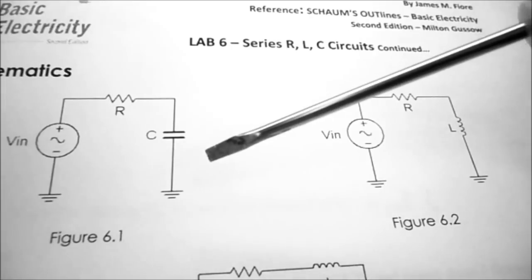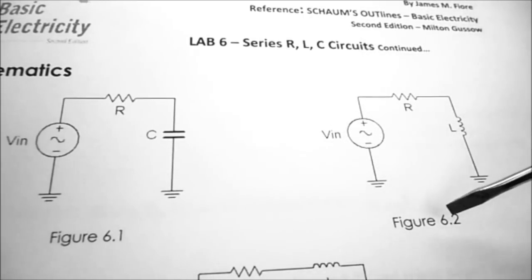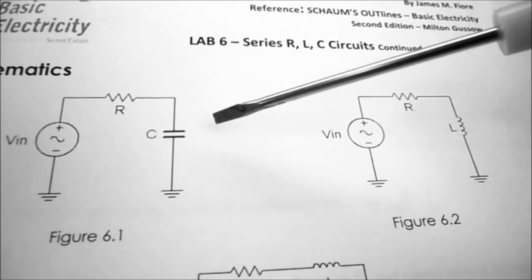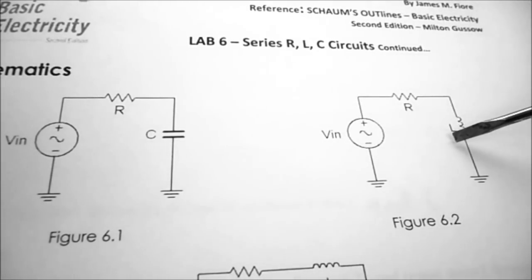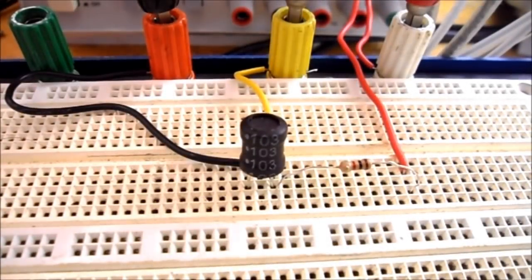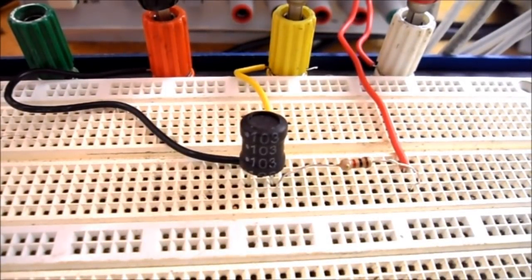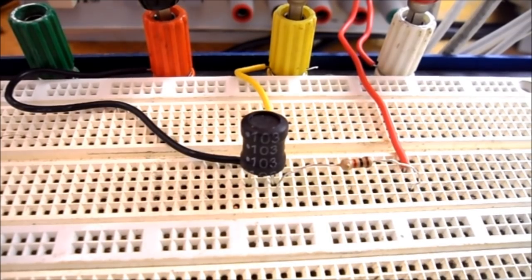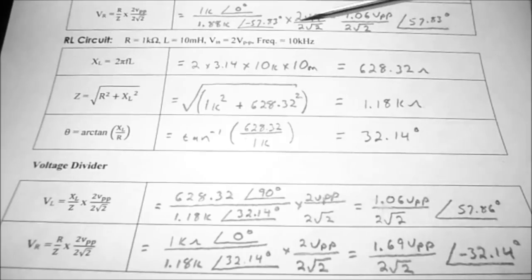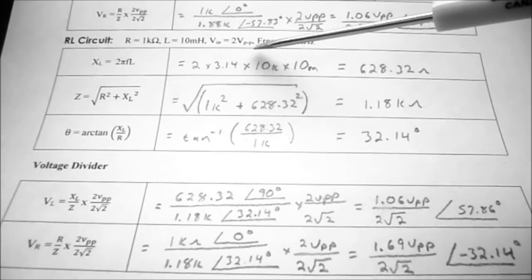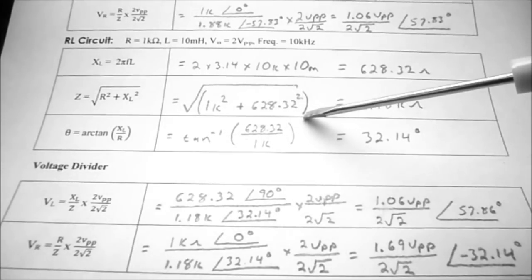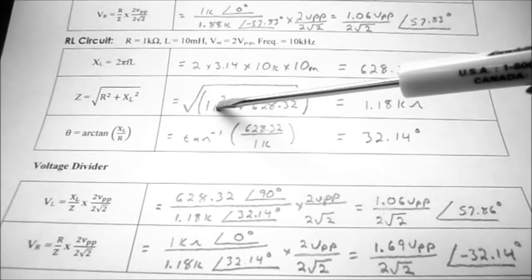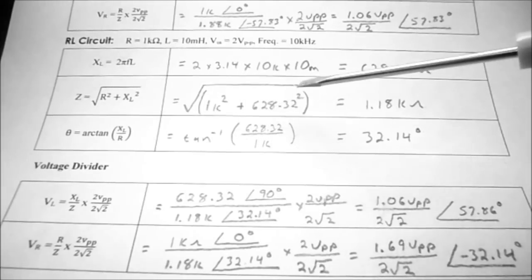You'll notice on the schematic, figure 6.1 and figure 6.2 look almost identical, except we're going to replace the capacitor with the inductor in our circuit. So this is my circuit wired up, and you can see I've replaced the capacitor with the inductor, and everything else remains identical. These are my calculations for the RL circuit, and once again I want to remind you to put brackets around your numbers so that you can keep the order of operations intact.